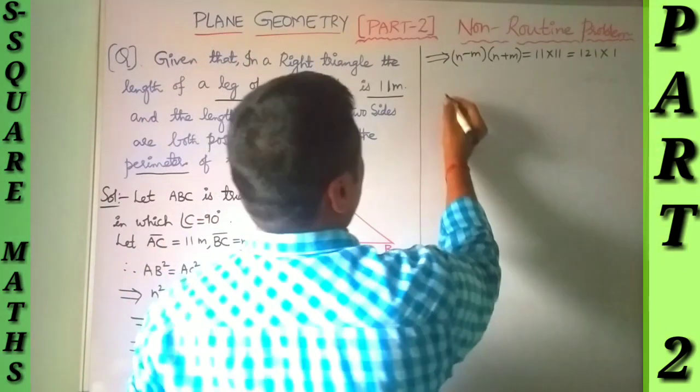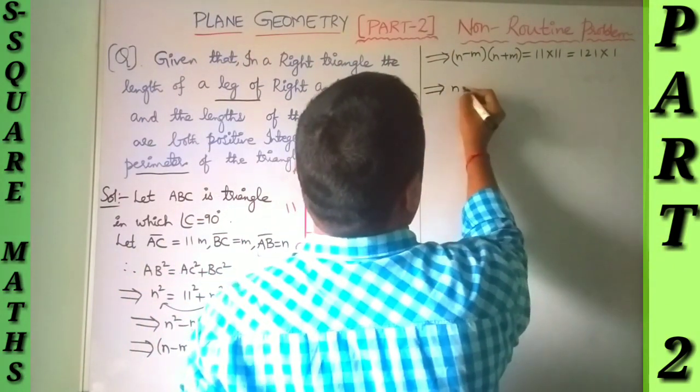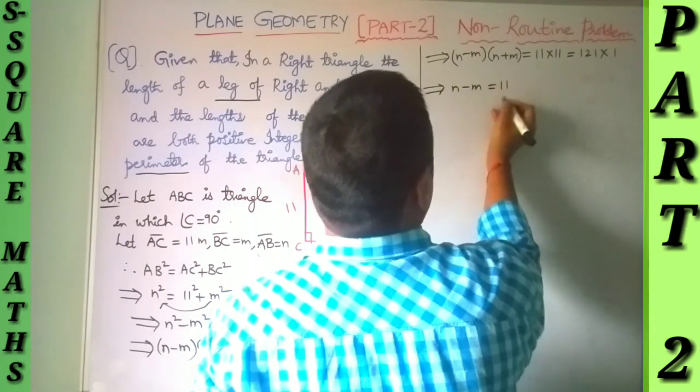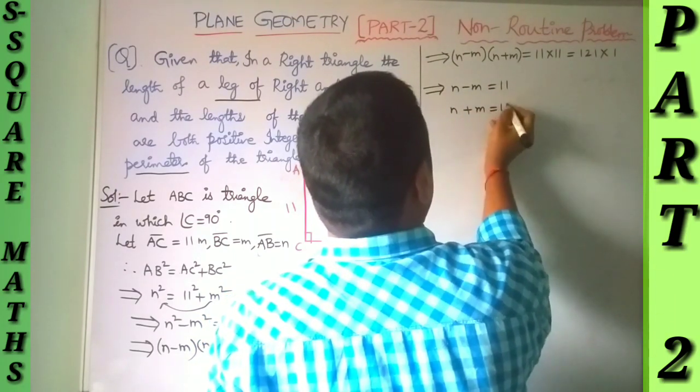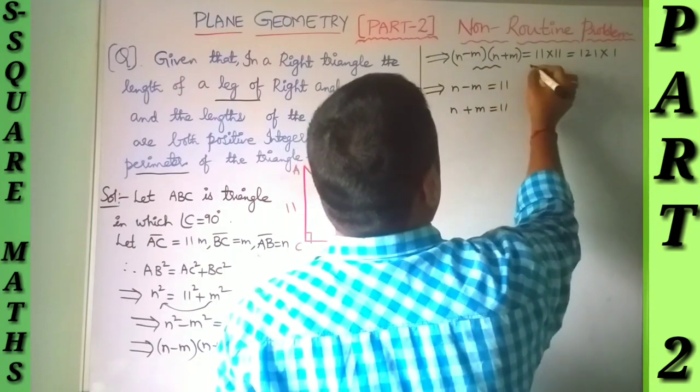So this implies now I can write here n minus m is equal to 11 and also n plus m is equal to 11, if I am going to consider this part.